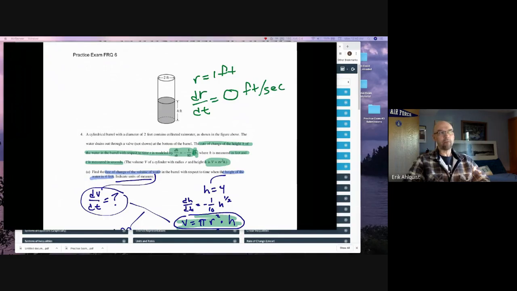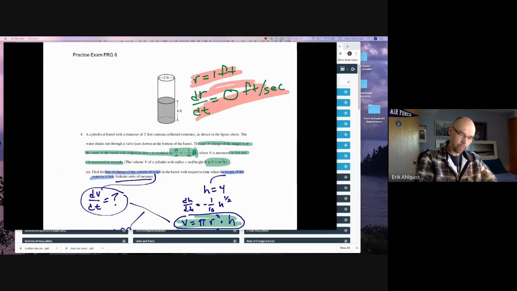No matter how full that cylinder is, whether it has 4 feet of water in it or whether it's filled all the way to the top, that rate of change of the radius is 0, because the radius literally doesn't change. It can't. That cylinder is not expanding. It's just either filling up or draining with the water that's going in. So with those pieces of information, we have this piece, this piece, and this piece now in the stem of the problem.